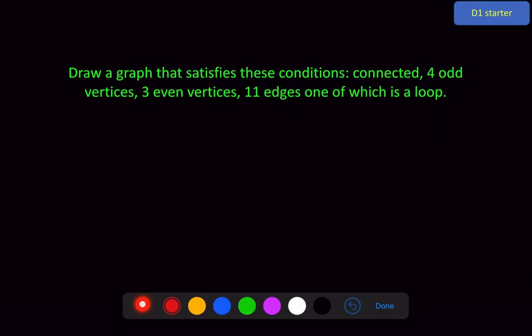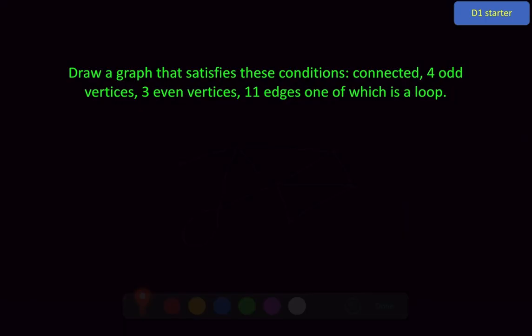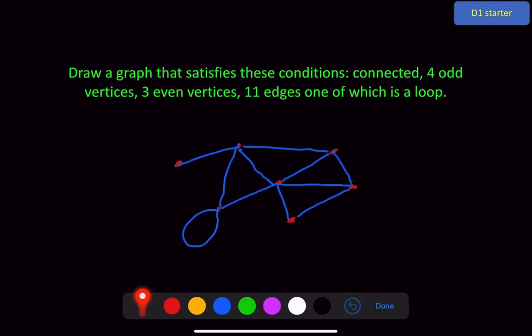Start a question on the screen. Draw a graph that satisfies these conditions. It must be connected, have 4 odd vertices, 3 even vertices, 11 edges, one of which is a loop. One possible answer is about to flash on the screen. Pause the video now if you want to give this a go first. Here is one possibility, but there are many.